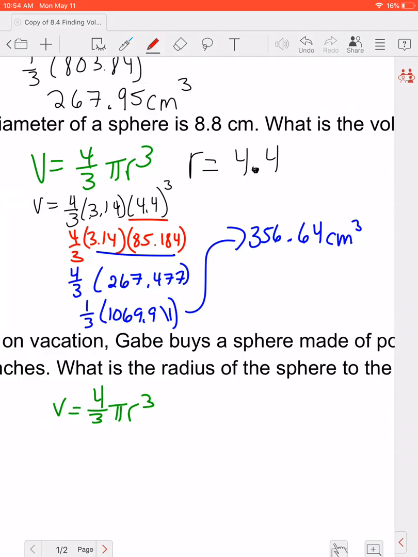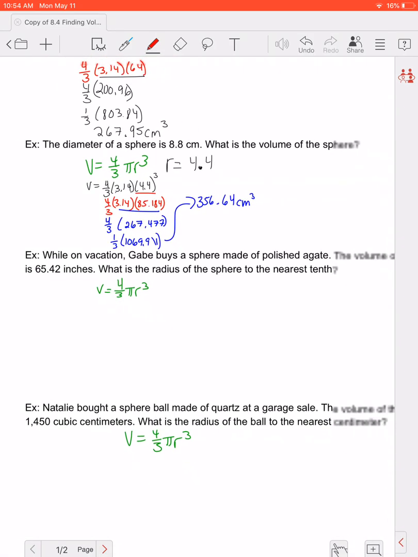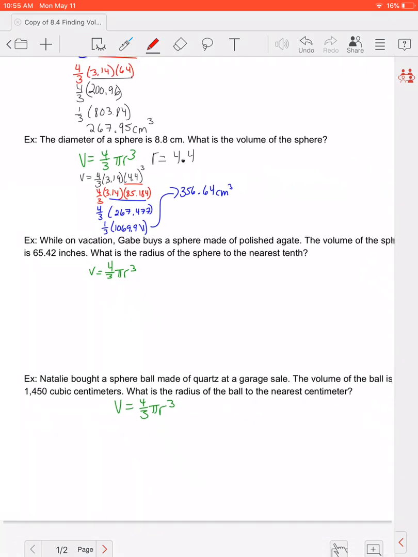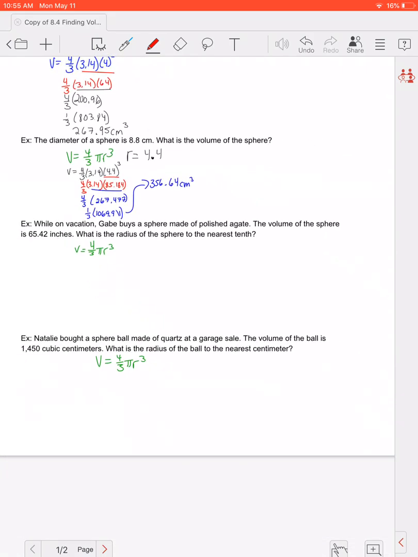Okay? Alright. So while on vacation, Gabe buys a sphere made of polished agate. The volume of the sphere is 65.42 inches. What is the radius of the sphere to the nearest tenth? Okay. And I'm going to go ahead and actually skip this one just because we haven't talked really about cube roots. And since I'm not there to help you with a calculator, we'll go ahead and just skip that one, okay? And I will double check the homework and make sure that you are not doing that, okay?